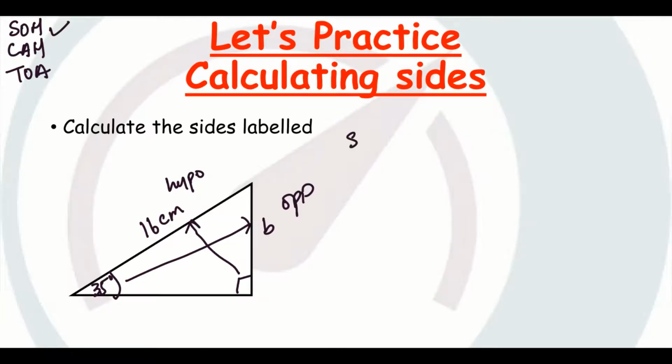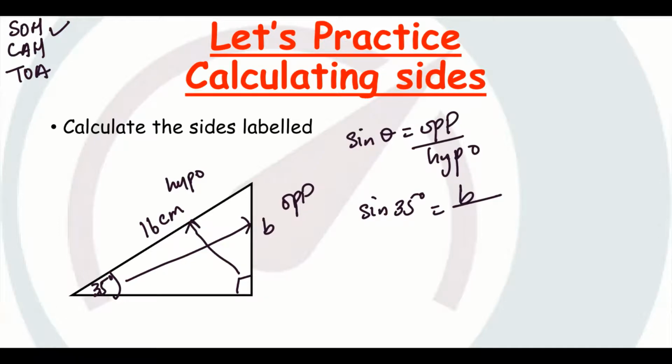So we know sine, and it's good to write out the formula. Just write it out, it helps us. So sine of the angle is equal to opposite over the hypotenuse. And what's our angle? Our angle here is 35 degrees, and our opposite side is B over the hypotenuse, which is 16.